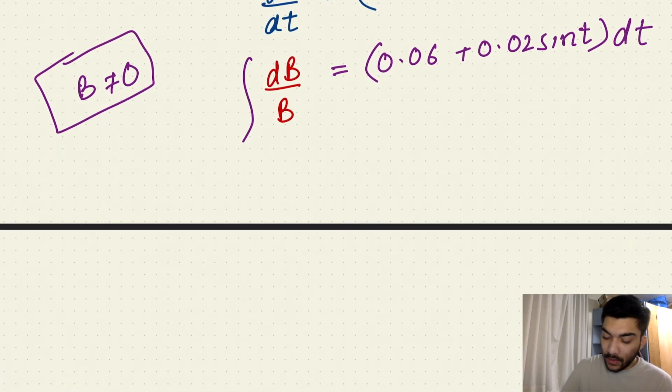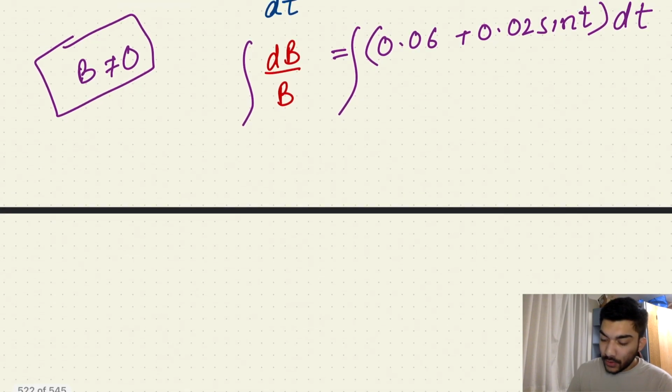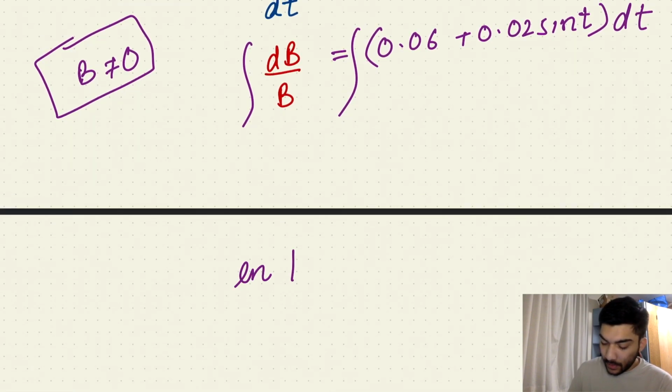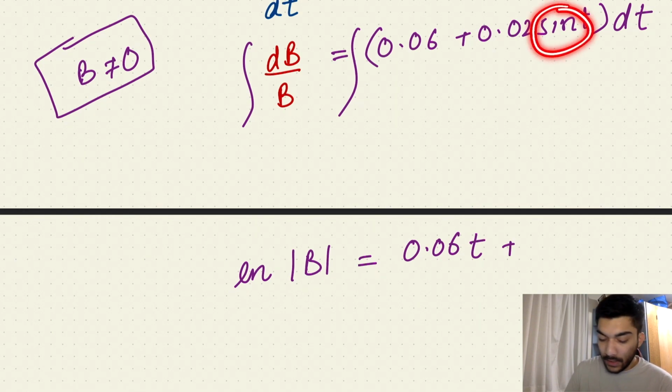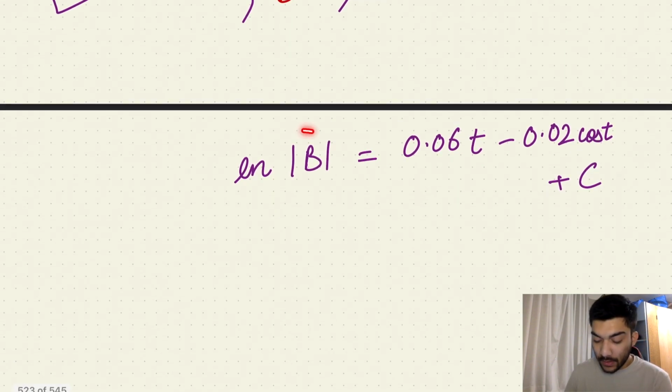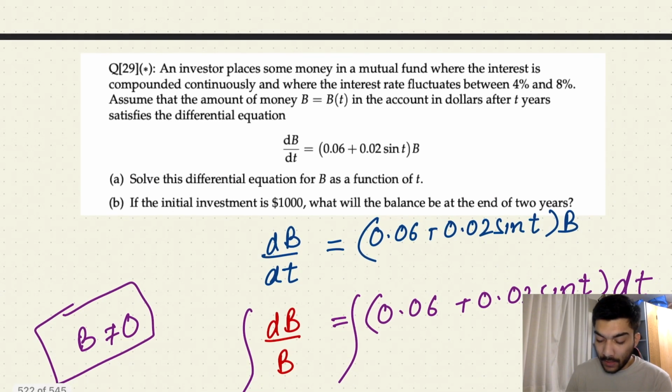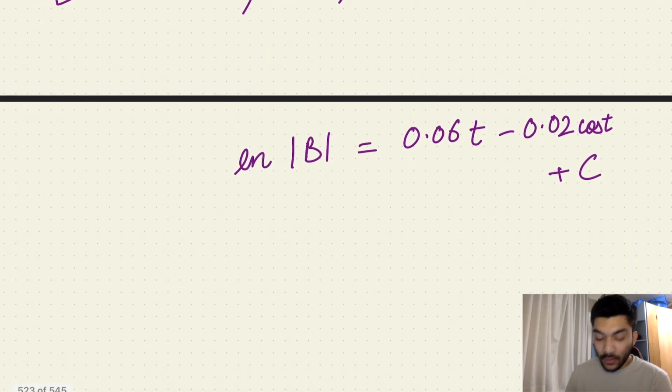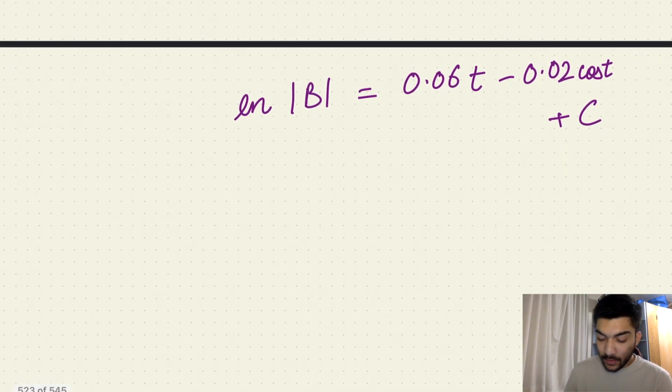Now we can take the integral on both sides. The left hand side is ln absolute value of B, and the right hand side would be 0.06 t plus the integral of sine t, which is minus cos t. So this expression will be minus 0.02 cos t, and we'll add a constant of integration as well. Since B is the amount of money deposited into the mutual fund, it cannot be negative, so we can remove the absolute value sign.